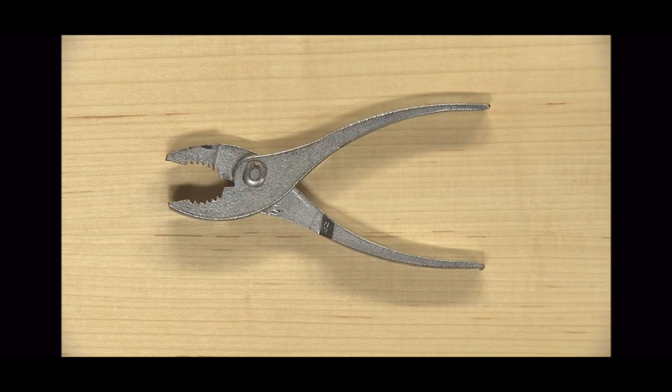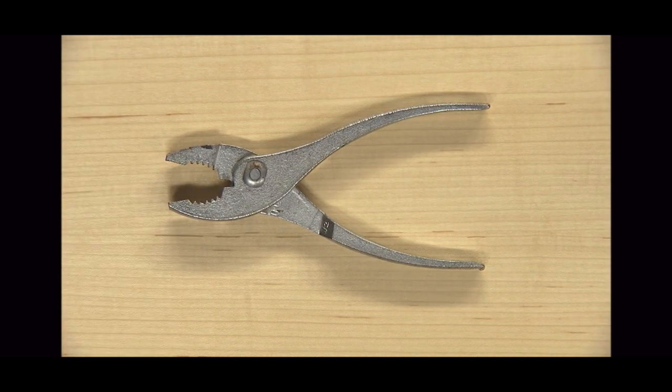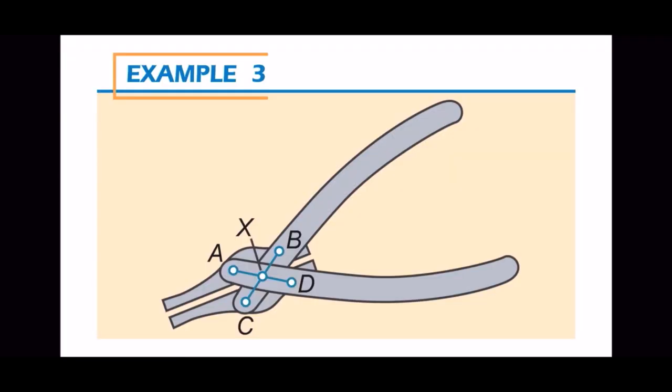Now, there are a lot of other types and sizes of pliers available at local stores, but most of them have this same issue. The jaws here at the end do not remain parallel to each other. The drawing with example 3 shows the basic design of parallel pliers. Now, points A and B are where one jaw is connected to the handle, and points C and D are where the other jaw is connected to the other handle.